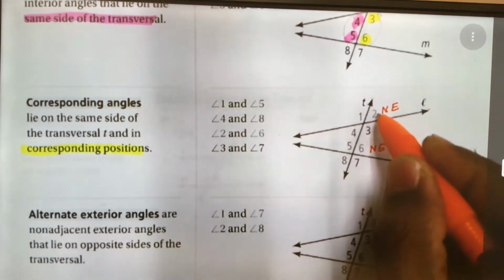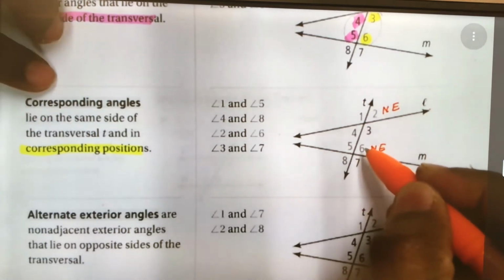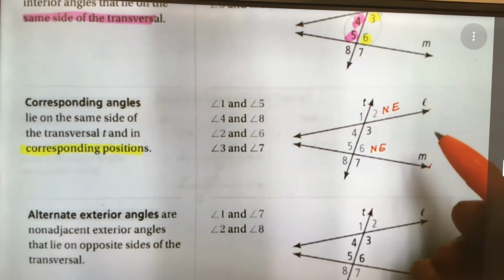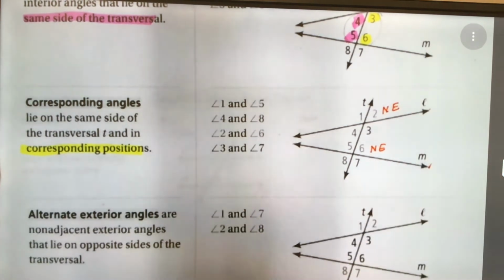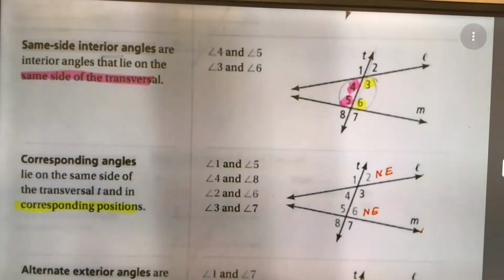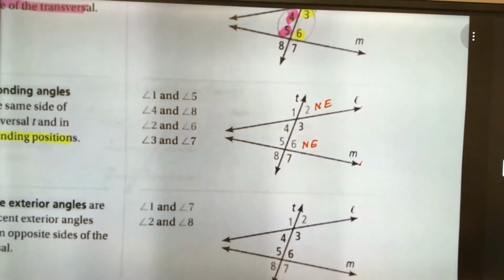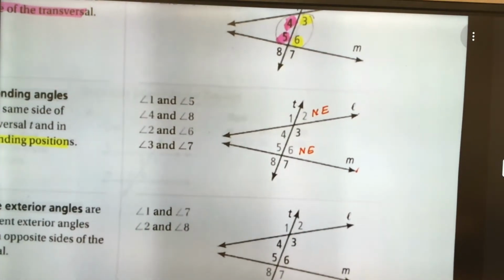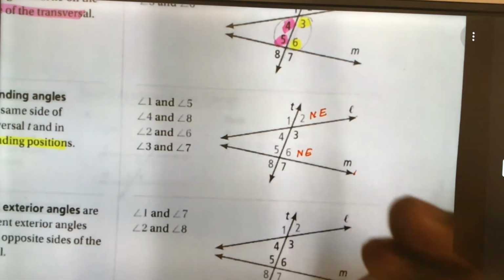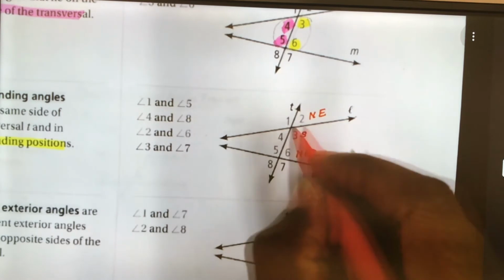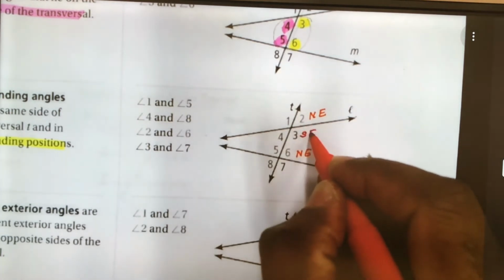So angle 2 and angle 6 are corresponding angles because they are in the same location or same position. The same way, think about angle 3 and angle 7. Angle 3 is here. Let me write angle 3 based on the street. So this is south of this street and east of this street.